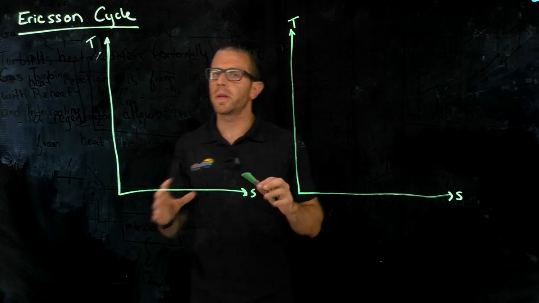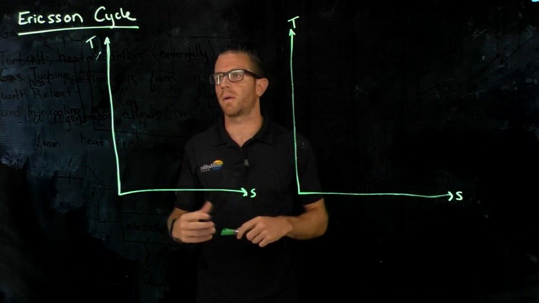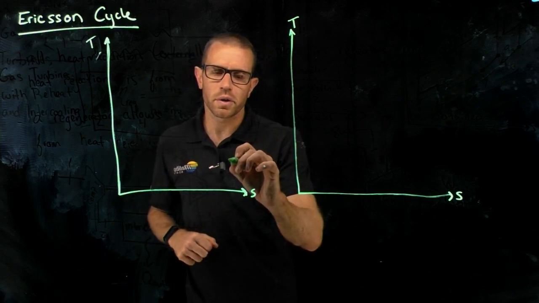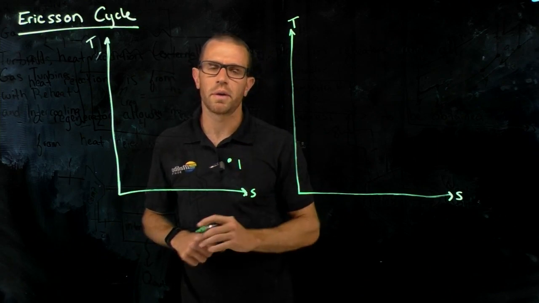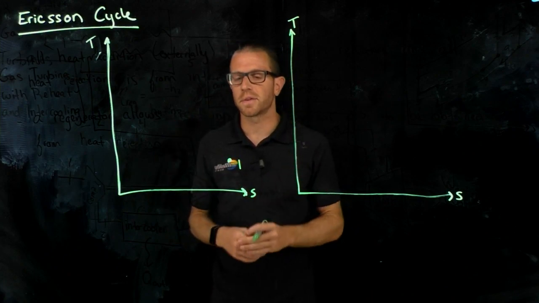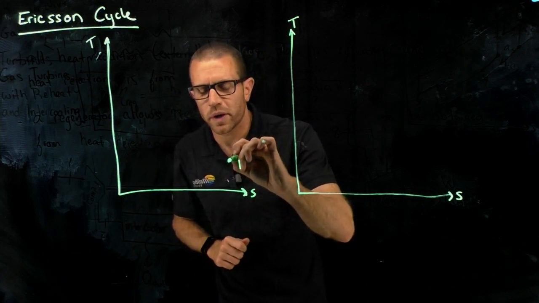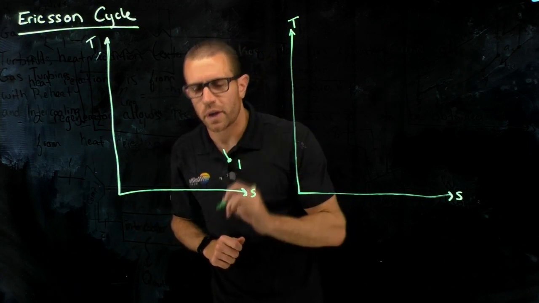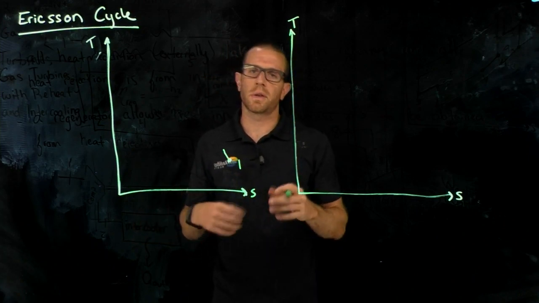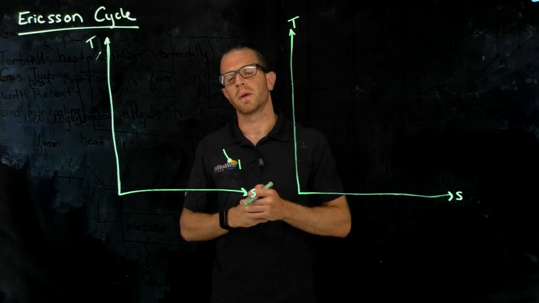So an Ericsson cycle really only has 4 states as compared with the 10-state diagram we had up just a few minutes ago. So let's start at state 1, which will be the entry point or the inlet of my compressor. And let's say that I compress my fluid and increase its temperature just a little bit and decrease its entropy just a little bit because now I've increased its pressure, so my entropy has gone down.